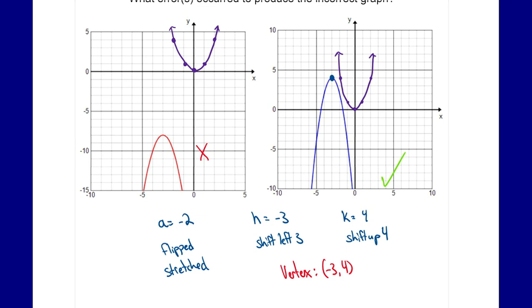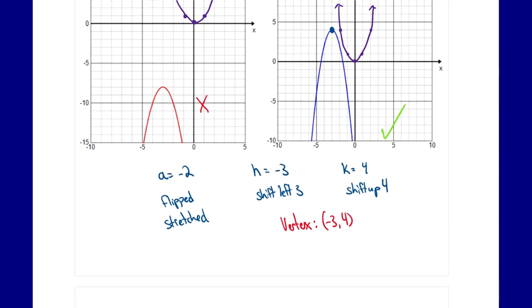The next step is to figure out what the mistakes were. What did the person do to get this graph? How did they move it down 4 or down 8 when we should be up 4? If we think about the process of what these variables are doing, the A of -2 means we multiply the y value by -2. The h value of -3 means we take the x value and add the shift, and the k value of +4 means we take the y value and add 4.